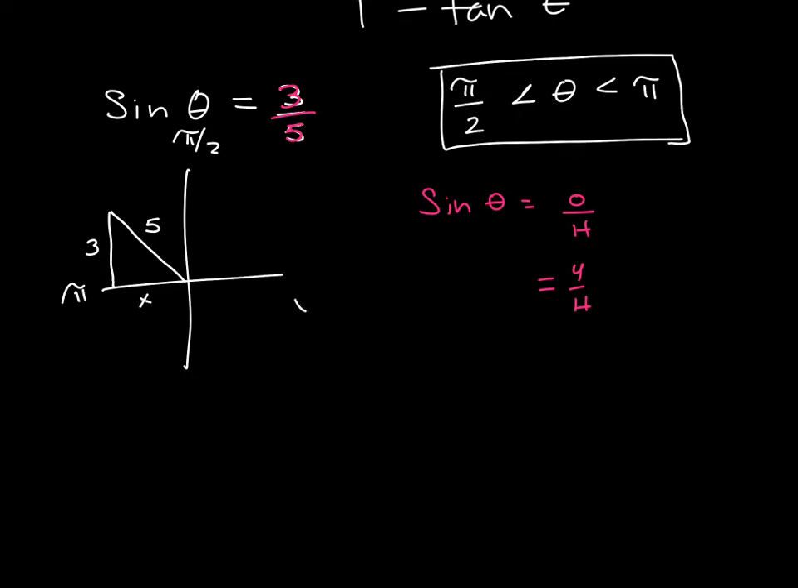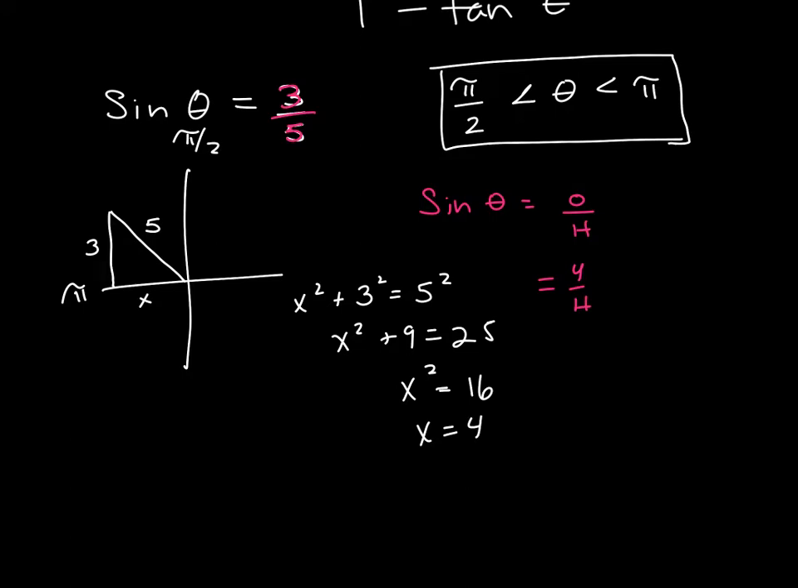Now, we use the Pythagorean theorem to find out the x value. So I have that x squared plus y squared is equal to the hypotenuse squared. x squared plus 9 is equal to 25. x squared is equal to 16, and x is equal to 4.